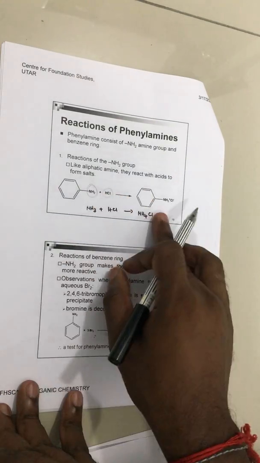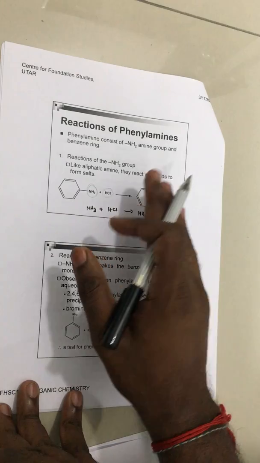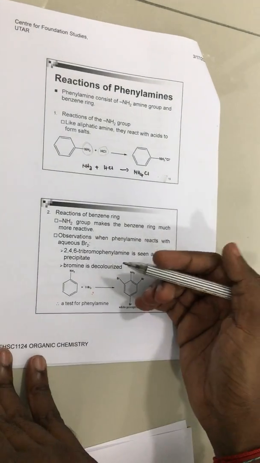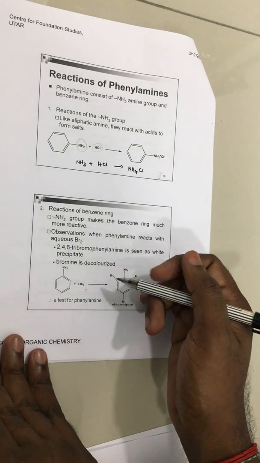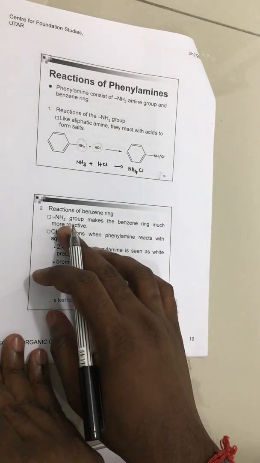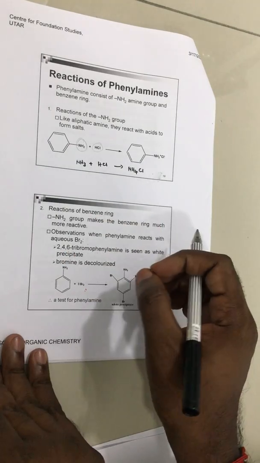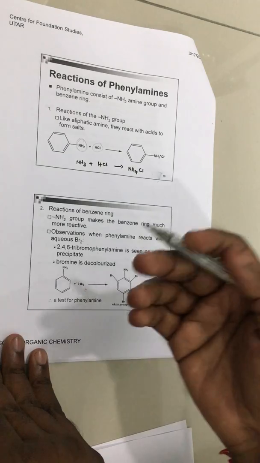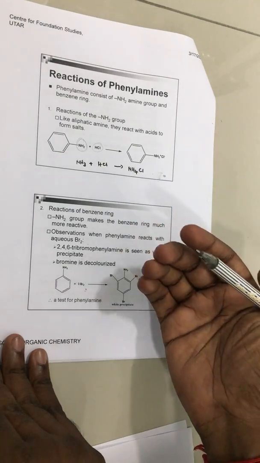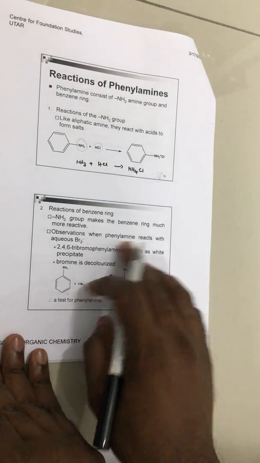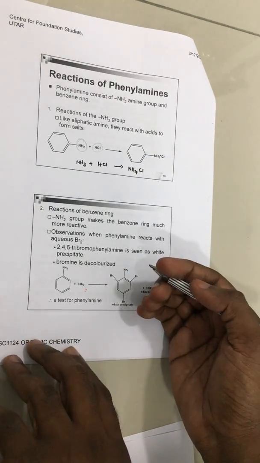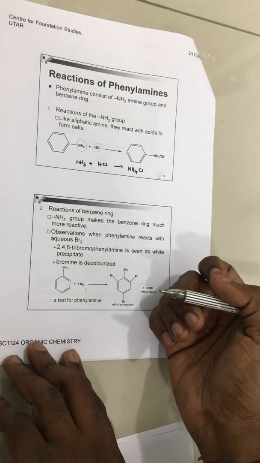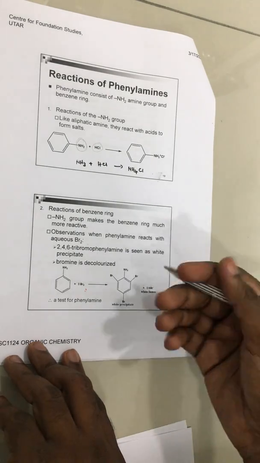So that is the reaction on the amine group, the side chain. And the other reaction is the reaction on the benzene ring itself. This NH2 group makes benzene much more reactive, which means more vulnerable to reaction. For example, in this case, phenylamine can react with bromine to produce 2,4,6-tribromophenylamine, which can be seen as a white precipitate.